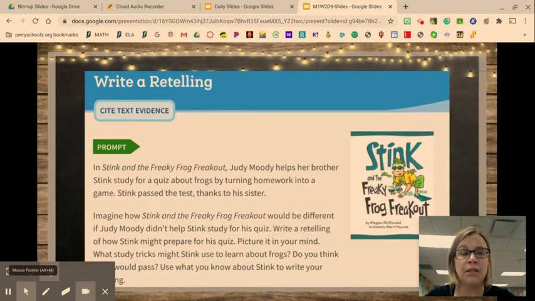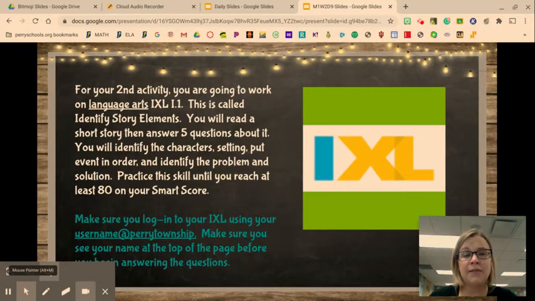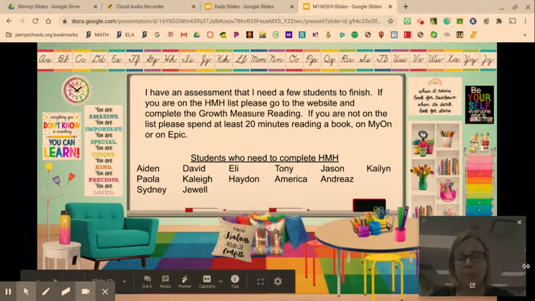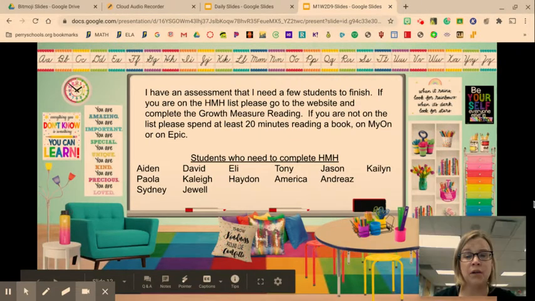You're going to be doing this in Canvas. Remember that when you open up the page that has the retell writing, you are going to have to hit the submit button at the top to get the text box at the bottom, so that you can type. Your second activity is going to be an IXL activity where you're going to be looking at identifying those story elements. And your third activity is going to be one where some of you are going to be doing one thing and then others of you are going to be doing something different.